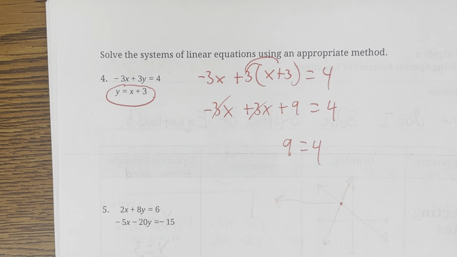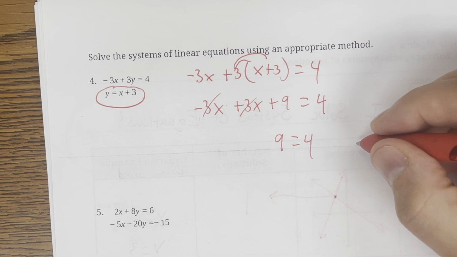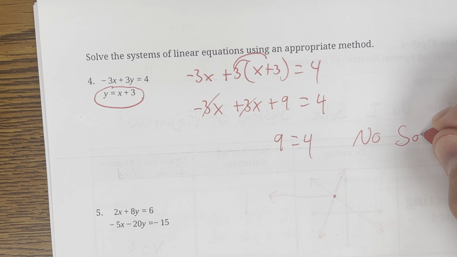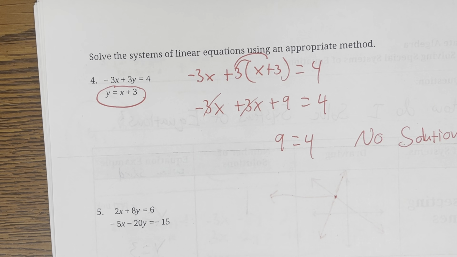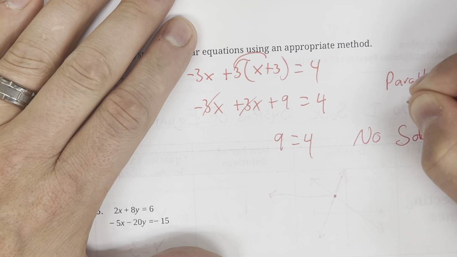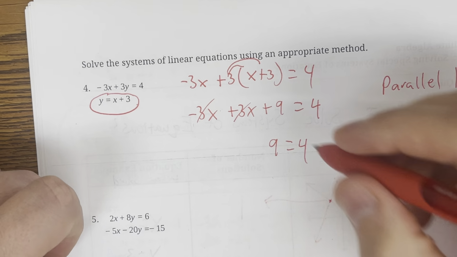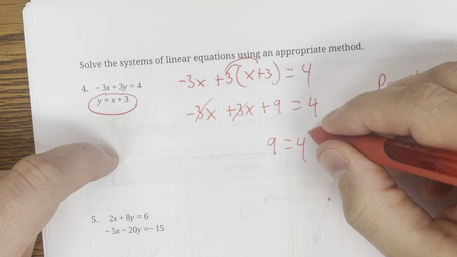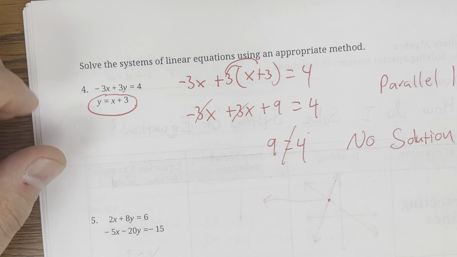So that's one of those cases. Is that true? Is 9 equal to 4? No, it is not. So this would be no solution. No solution. These two lines are parallel. Okay, 9 equals 4 is not true. So I drew a line through my equal sign. That's not true.